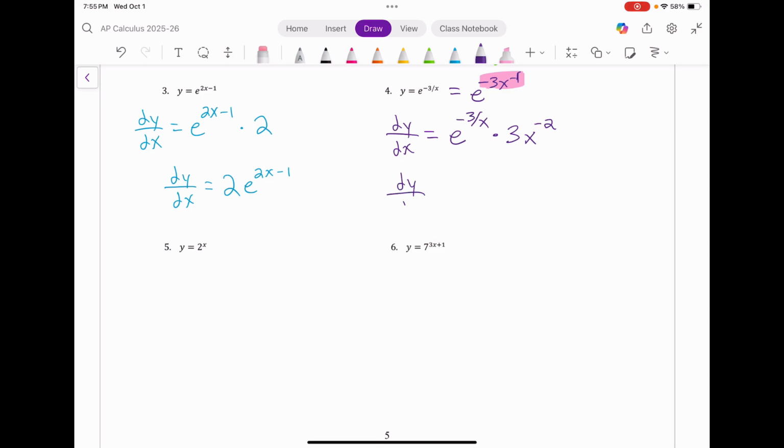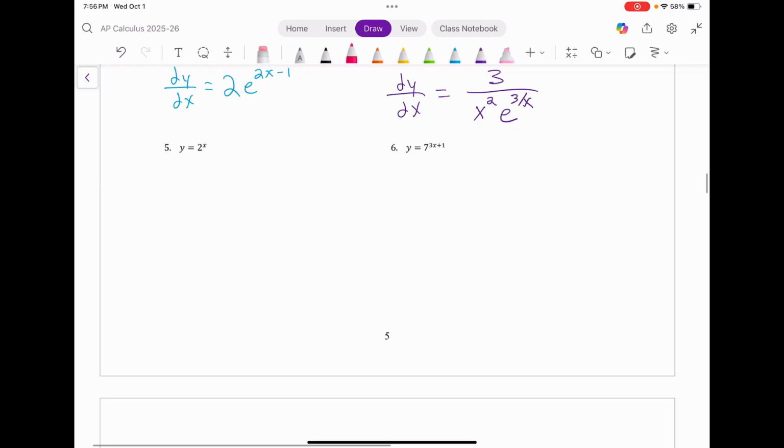And just to rewrite it with positive exponents, it'd be 3 over, and then we can put x squared in front. It doesn't matter, but x squared, and then e to the 3 over x. So positive exponents.